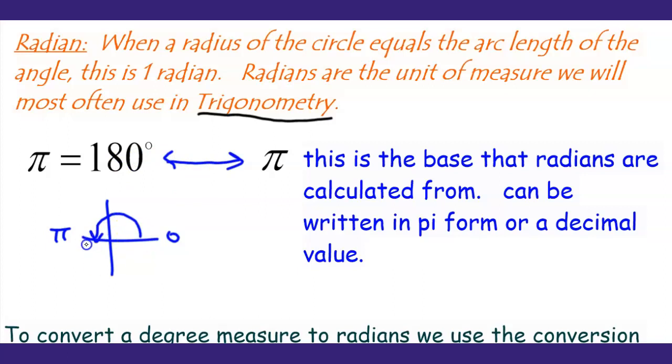And then if you kept going, that's 1 pi. Another straight line is another pi. So pi plus pi is 2 pi, which is the same thing as 360 degrees. I'm going to show you how to convert these in a second. But half a rotation is pi. A whole rotation is 2 pi. And that's for radians.